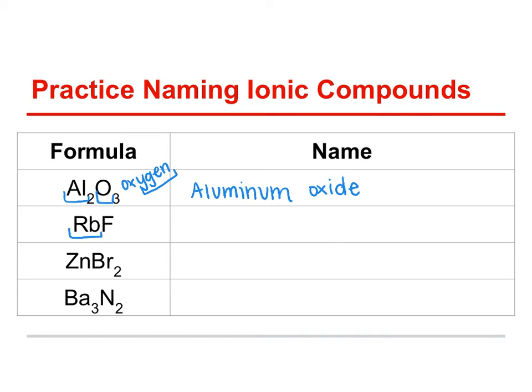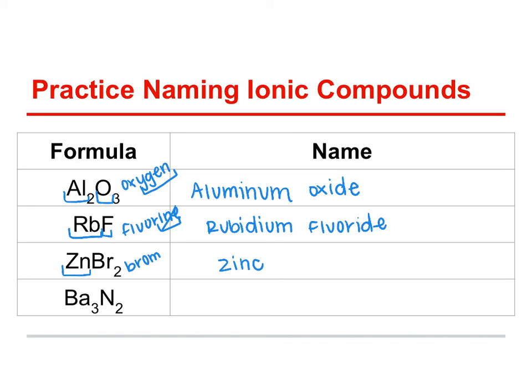Okay, our B is rubidium. Write the whole first name. And then F is fluorine. Take off the -ine and change it to -ide. Okay. Zinc is Zn, so we write the whole first name. And then bromine, take off the -ine and change it to -ide.